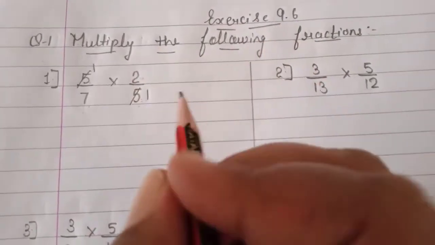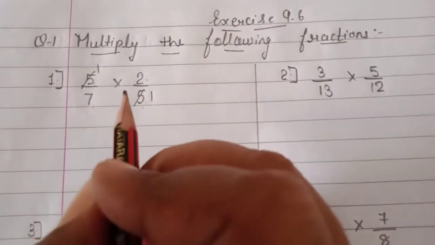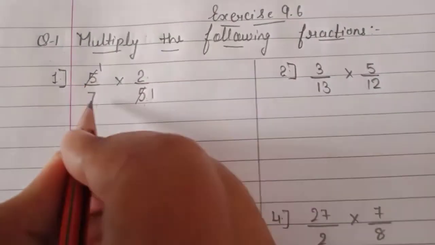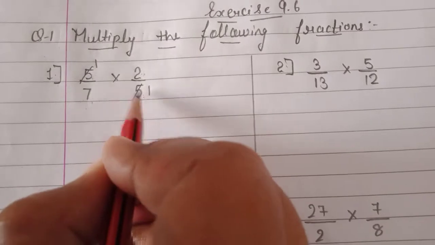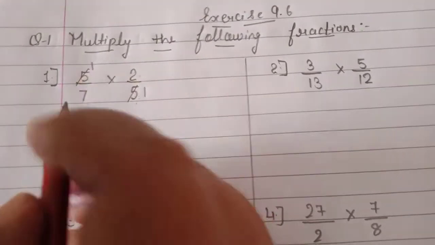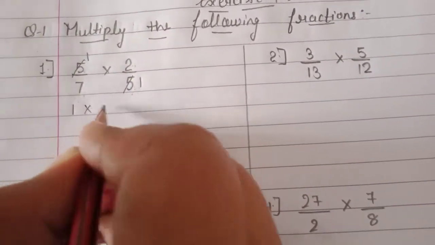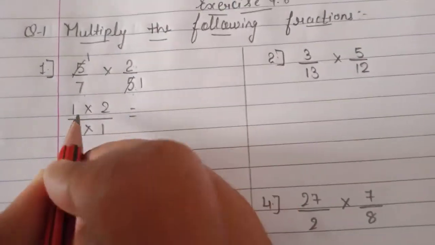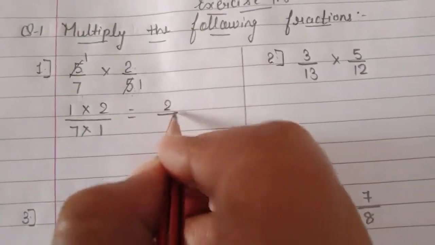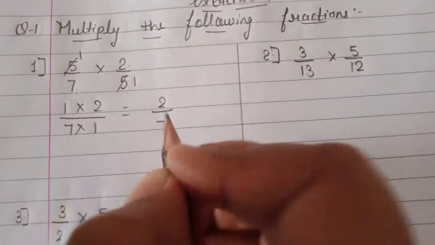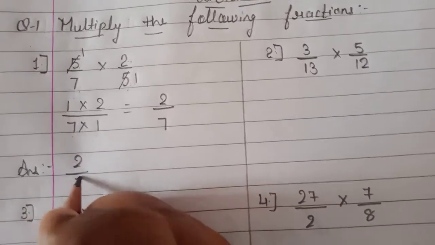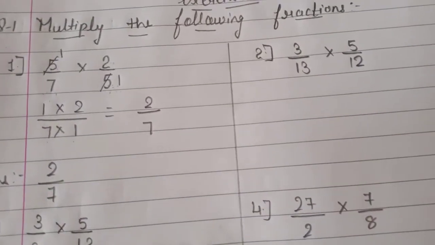So we will directly multiply now, as there is no other option. Whenever the numbers are cut, we write 1 in their place. So 1 multiplied by 2 upon 7 multiplied by 1. 1 twos are 2, then 7 ones are 7. So our answer is 2 upon 7.